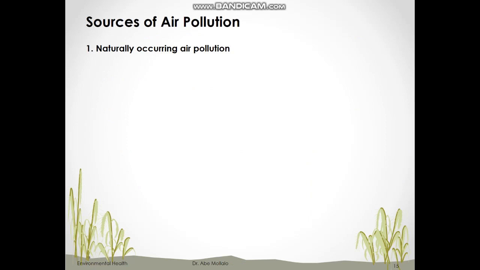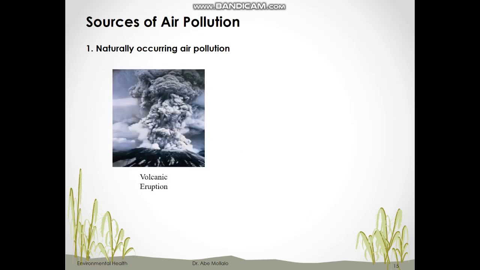Sources of air pollution can be divided into 2 categories. Natural sources like dust, smoke, and ash from volcanic eruption. For example, this picture is for a volcano eruption in Washington in 1980, which emitted tons of fine ash and covered a wide geographic area across so many states of the United States.